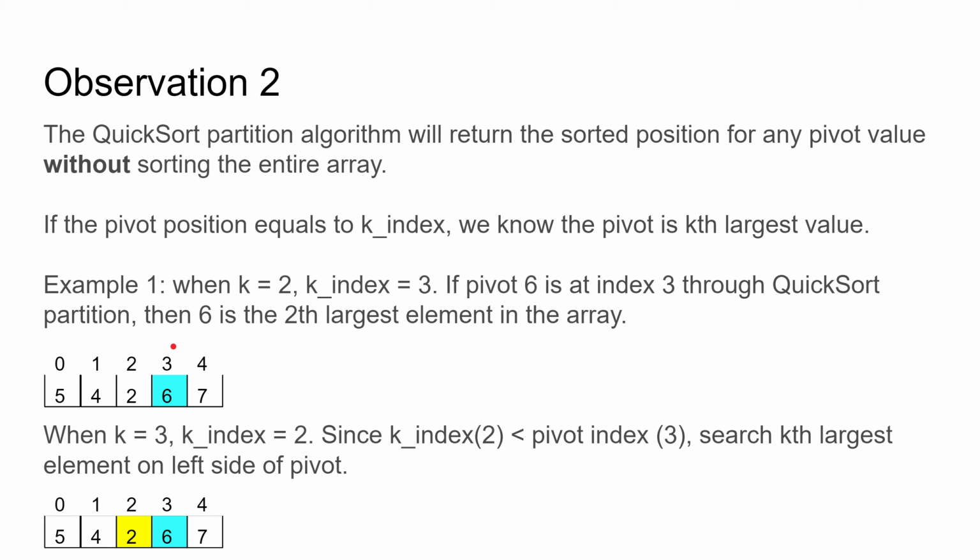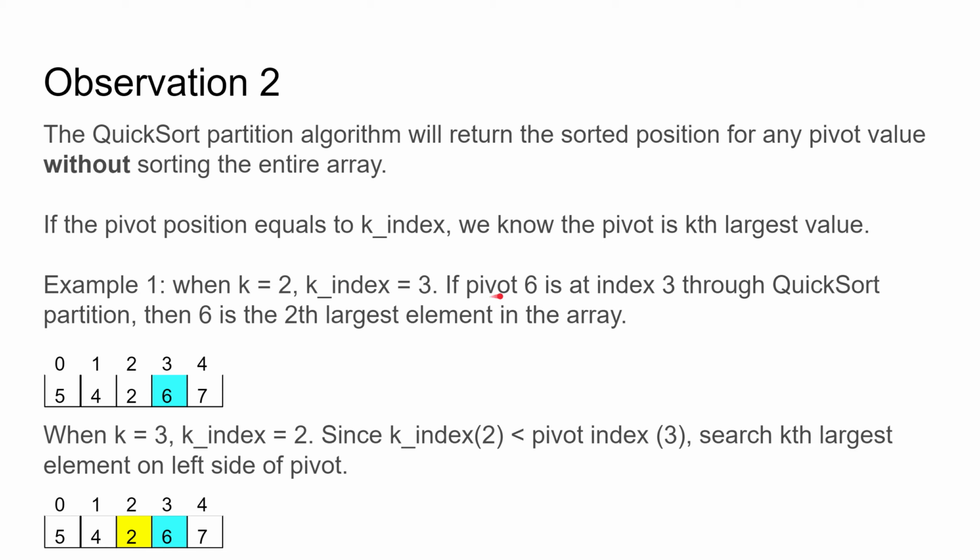The quicksort partition algorithm will return the sorted position for any pivot value without sorting the entire array. So you just need to find the k index and only sort the k index's place. If the pivot position equals the k index, we know that pivot is the kth largest value. For example, in example 1, when k is 2, the k index is 3 because 5 minus 2 is 3, and we're using an array that has a length of 5.